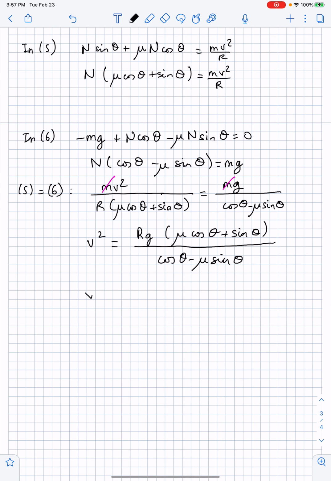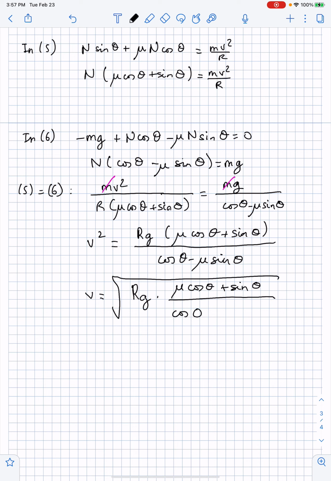Therefore, v is going to be the square root of all of this. So it's going to be the square root of rg times mu cosine theta plus sine theta over cosine theta minus mu sine theta. All right, we're almost done.